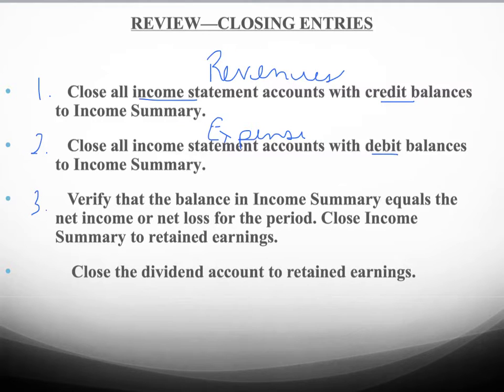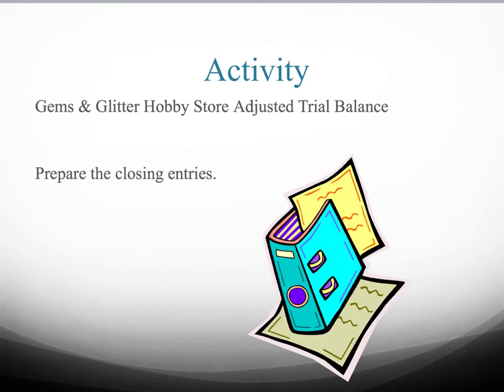3. Verify that the balance in income summary equals the net income or loss for the period. Then you're going to close the income summary to retained earnings. And the very last piece, if a dividend account exists, close the dividend account to retained earnings.